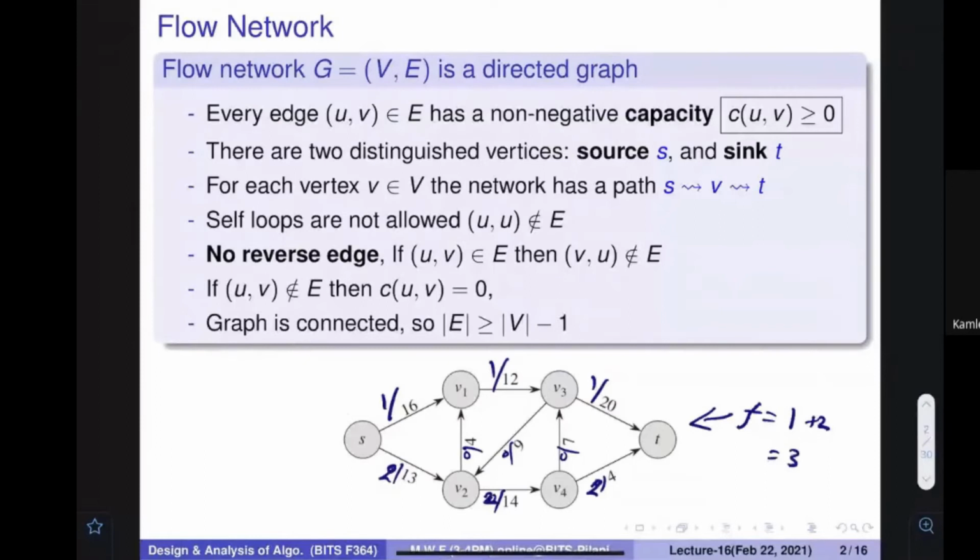Does everybody understand? For every u and v, coming from the set of vertices, I can define what the flow is. So in this particular case, if I define F(V1, V2), what is the value? Can anybody tell me what the value is?